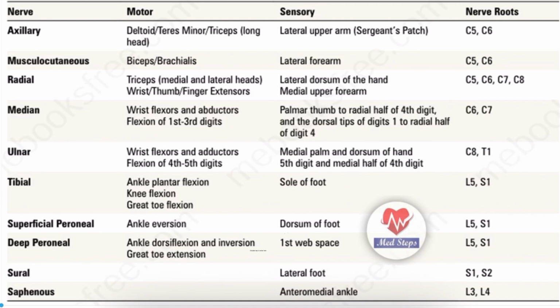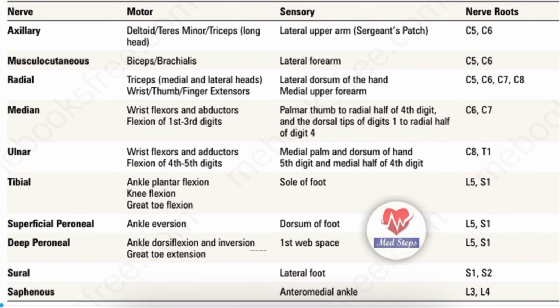In the brachial plexus we have different parts: roots, trunks, divisions, cords and branches. First we are discussing the roots. In the brachial plexus we have 5 roots, the spinal nerves C5, C6, C7, C8 and T1. These roots are located between the anterior and middle scalene muscles.